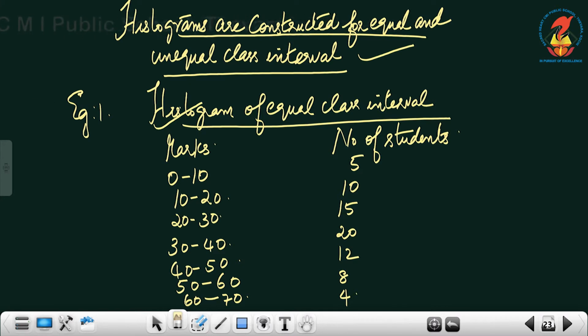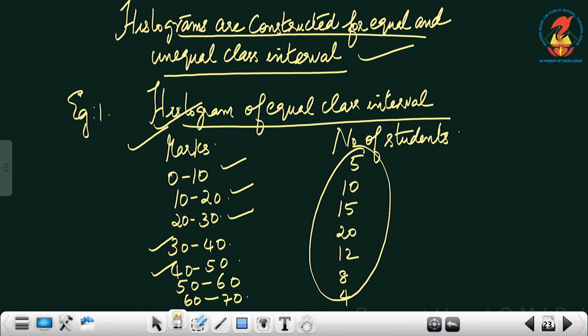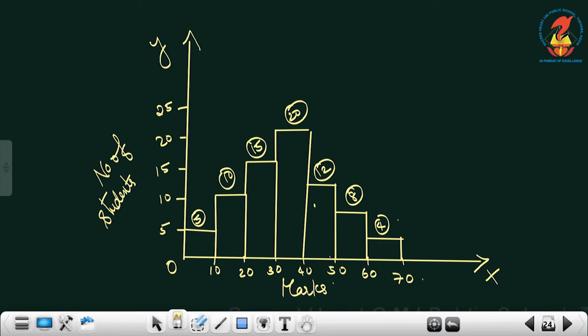Now, here you can find the example where marks are given as 0 to 10, 10 to 20, 20 to 30. This is a continuous series, right, with frequency given on the other side. Now, 0 to 10, 10 to 20, 20 to 30, 30 to 40 till 60 to 70, the frequency is given as follows. Now, we are going to represent this in the form of a histogram.